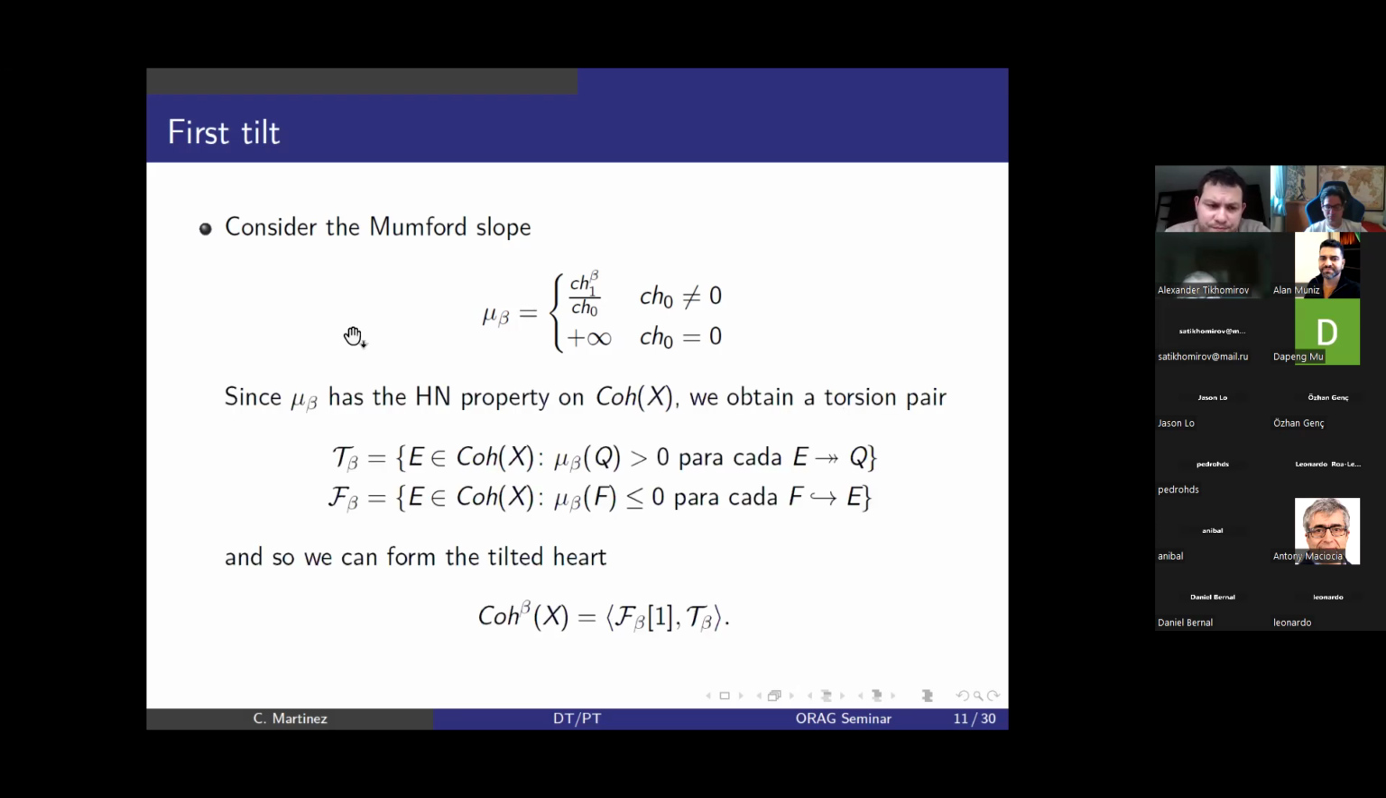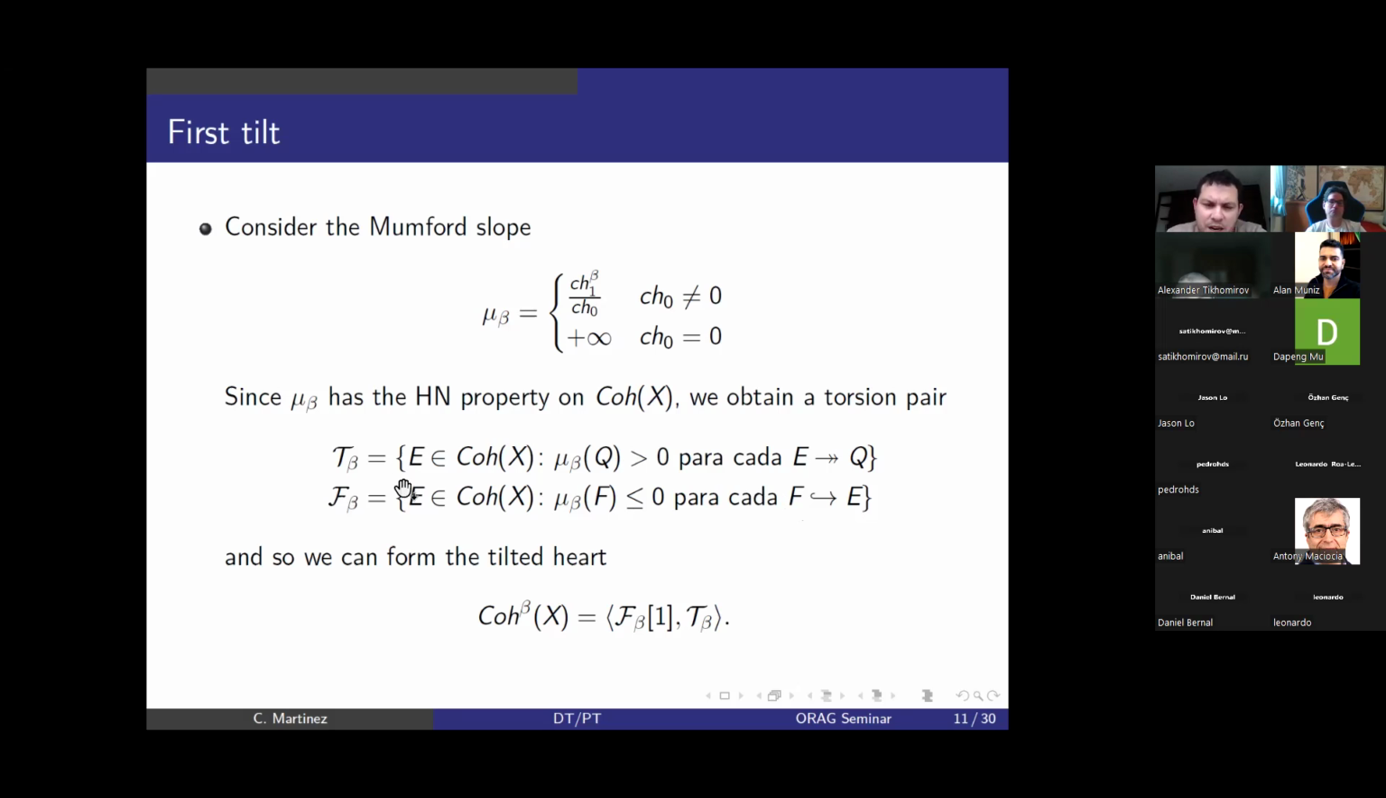Because this Mumford slope has the Harder-Narasimhan property on coherent sheaves, I can take this torsion pair. Basically, this T beta is generated by all Mumford semistable objects that have strictly positive Mumford slope, or I can define this as all coherent sheaves such that for every quotient of the sheaf, the Mumford slope is strictly positive. And we can take this F beta, which corresponds to all those sheaves such that no matter which subsheaf F I take, mu of F is less than or equal to 0.